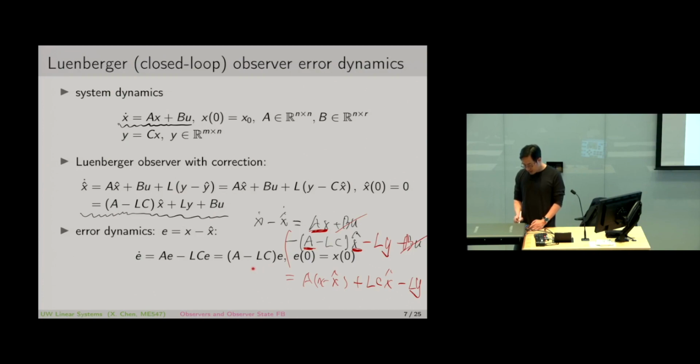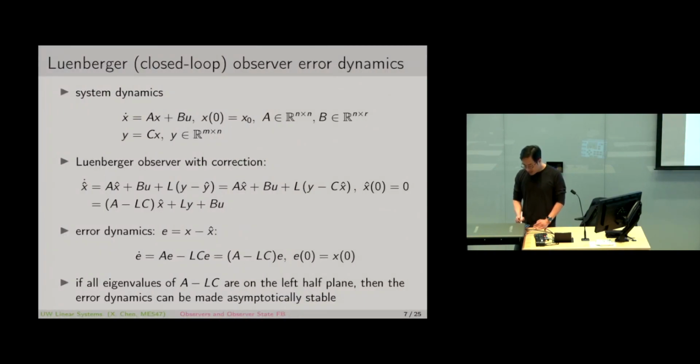In this case, we can see that we can actually change the error dynamics, right? Given an A and given a C, we can design L to change the closed loop eigenvalues over here. So that's good. We have the control. If all the eigenvalues of this observer closed loop matrix are on the left half plane, then the error dynamics can be made asymptotically stable. That means regardless of the initial error, eventually we're going to have a correct estimate of the state.